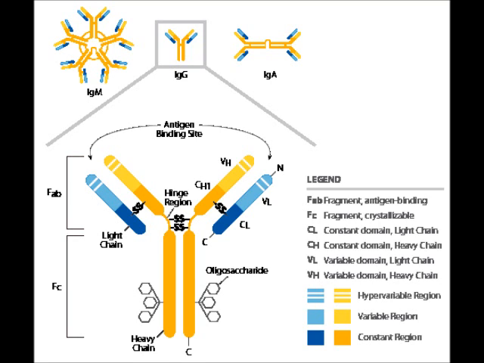The variable region of the heavy chain differs in antibodies produced by different B cells, but it's the same for all antibodies produced by a single B cell or B cell clone. The variable region of each heavy chain is approximately 110 amino acids long.